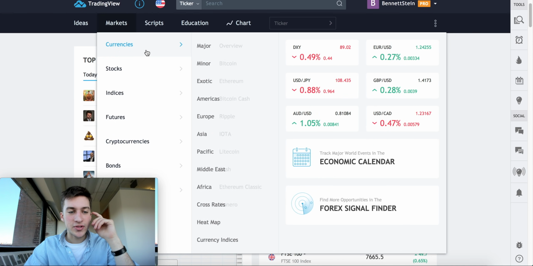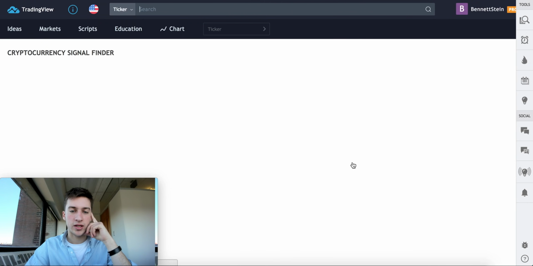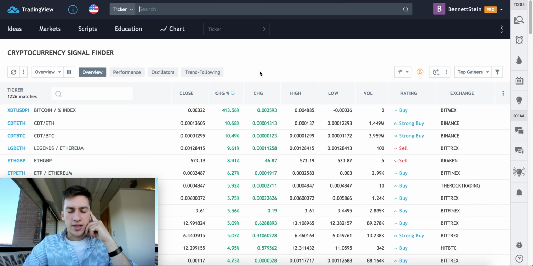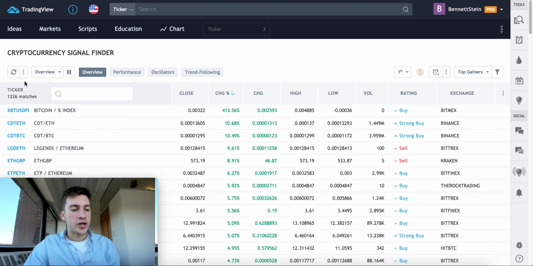There's really not. So yeah, to get it, you go to Markets, Cryptocurrencies, and then hit Cryptocurrency Signal Finder on TradingView. And it might seem a bit overwhelming at first, but what I'm going to do is walk through each one of these so that when you're trading this on your own, you're going to be able to use this to the best of your ability. So let's begin.